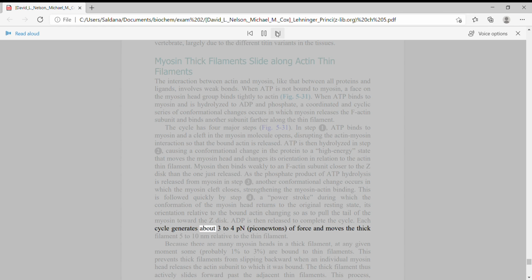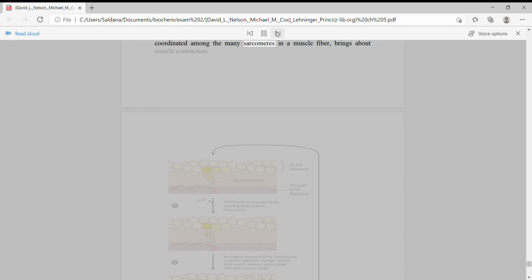Each cycle generates about 3 to 4 piconewtons of force and moves the thick filament 5 to 10 nanometers relative to the thin filament. Because there are many myosin heads in a thick filament, at any given moment some, probably 1% to 3%, are bound to thin filaments. This prevents thick filaments from slipping backward when an individual myosin head releases the actin subunit to which it was bound. The thick filament thus actively slides forward past the adjacent thin filaments. This process, coordinated among the many sarcomeres in a muscle fiber, brings about muscle contraction. Figure 5-30.